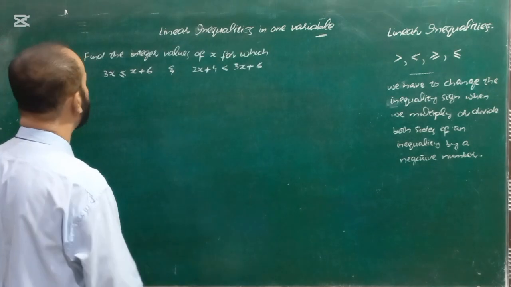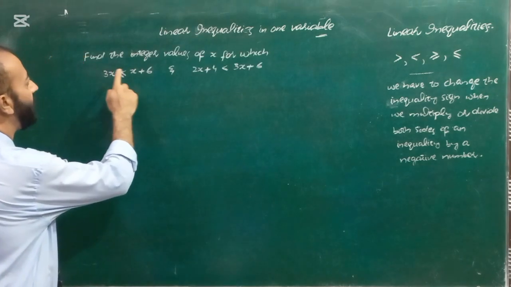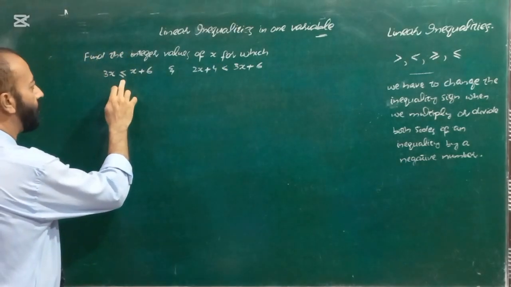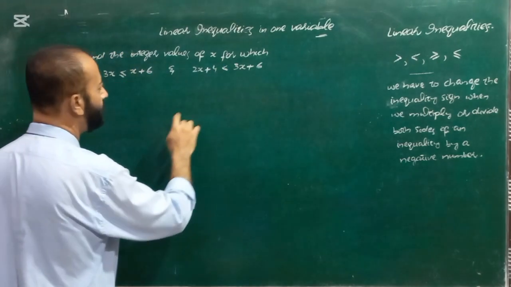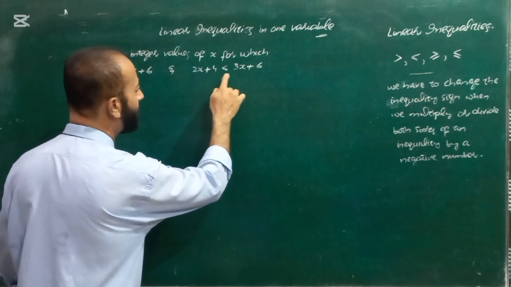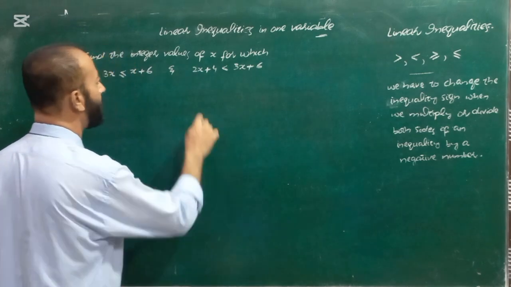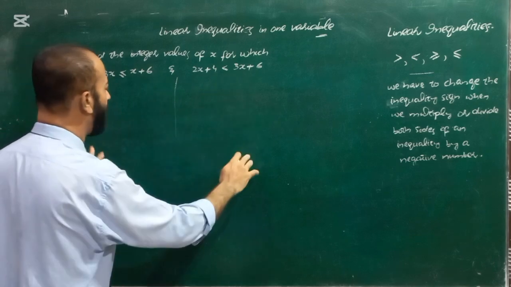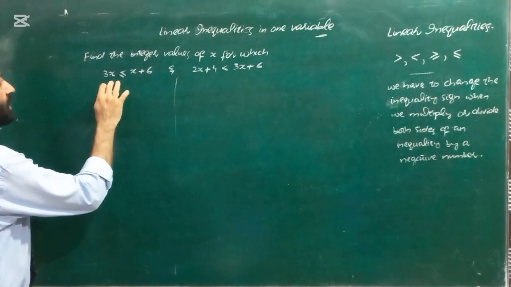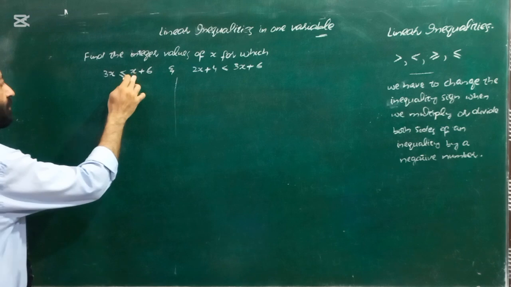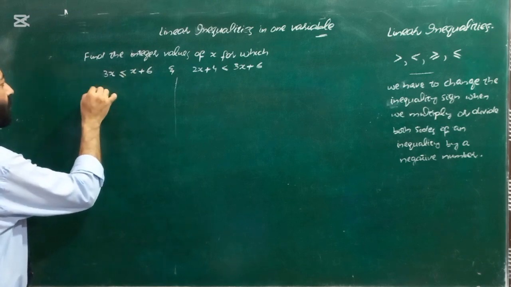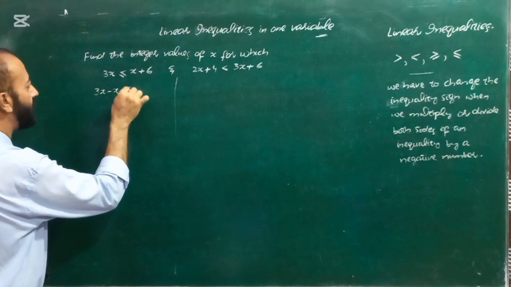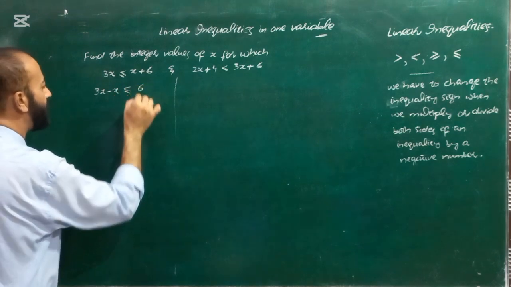Here is another question. This statement is find the integer values of x for which 3x is lesser than or equal to x plus 6 and 2x plus 4 is lesser than 3x plus 6. So actually there are two inequalities given, so we will solve them in parallel. From this inequality, you can see this plus x will come to the left hand side. So 3x minus x. This sign remains the same and plus 6 is still there.